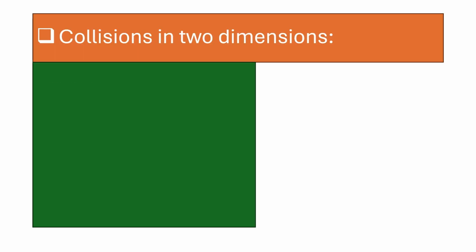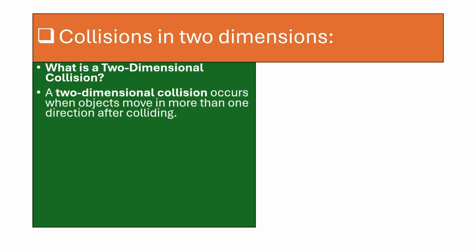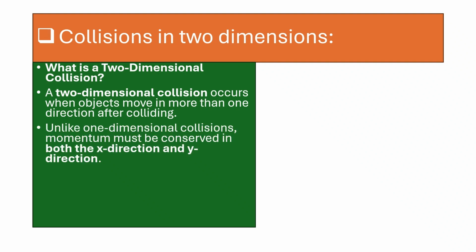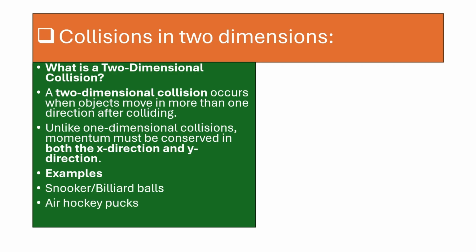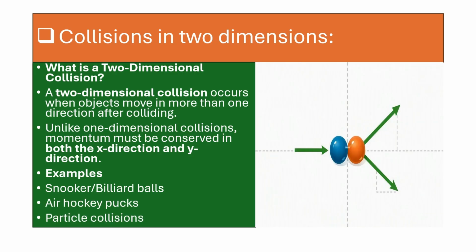What about collisions in two dimensions? Now, what exactly is a two-dimensional collision? It occurs when objects move in more than one direction after colliding. Please remember that it moves in more than one direction. So, unlike one-dimensional collisions, momentum must be conserved in both directions. What directions are we talking about? This is X direction and Y direction. For example, we talk about snooker, air hockey pucks or particle collisions.